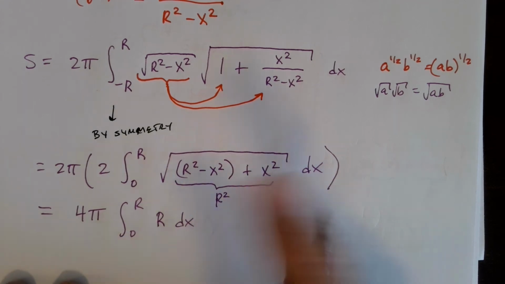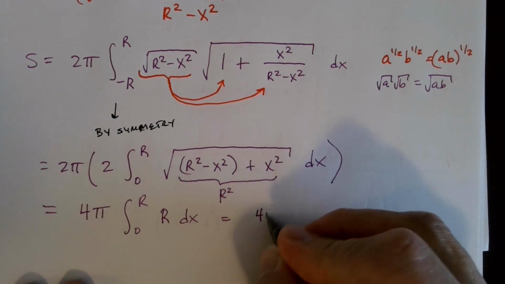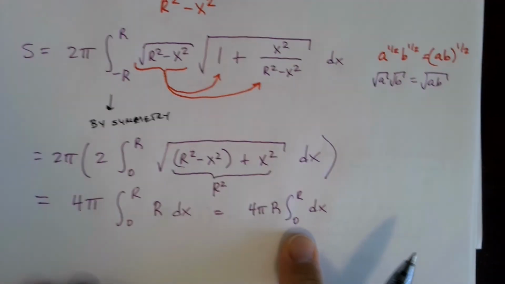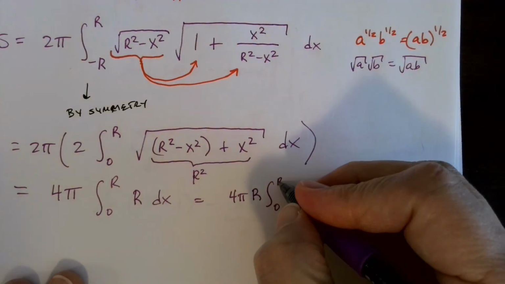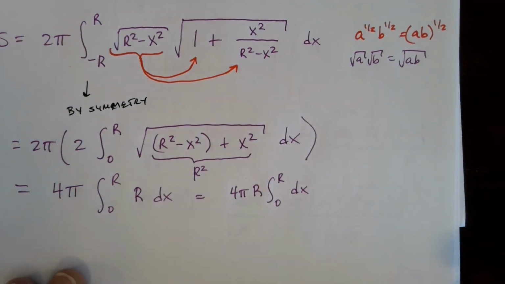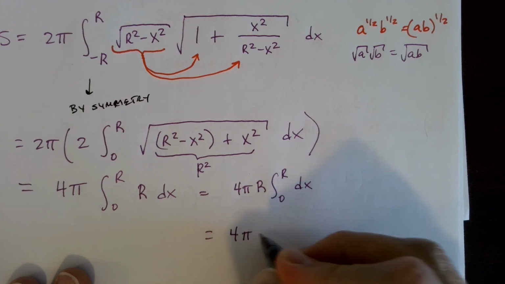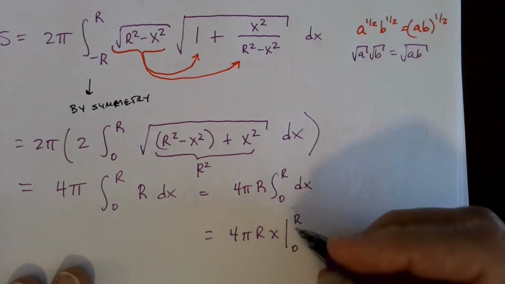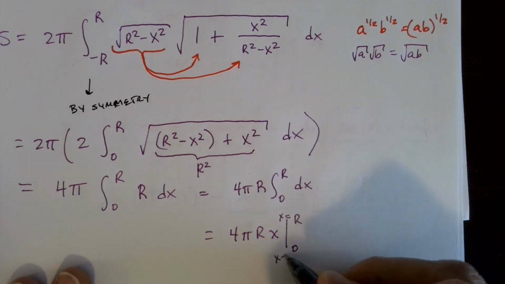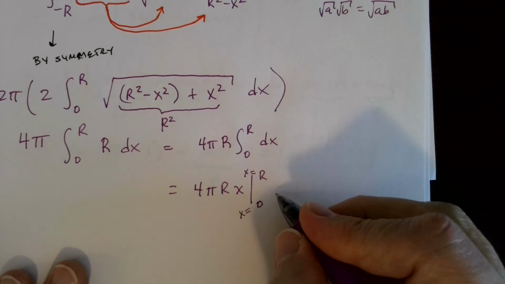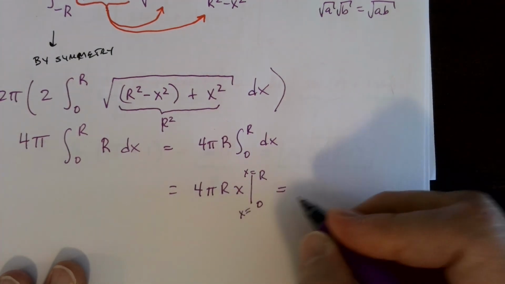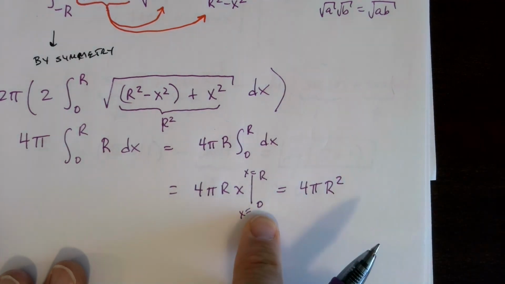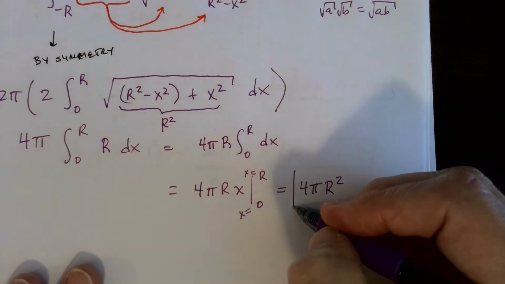Remember, r is just a constant, so technically I can pull that r out. 4 pi r, integral from 0 to r of just dx. Well, what in the world is this integral? It's been so long since we've seen it. Integral of 1 is going to be just x. And we're going to evaluate x equals r, x equals 0. x is the variable here. So at r, I get 4 pi r times r, which is r squared. Plug in x equals 0, it's just 0 minus 0.